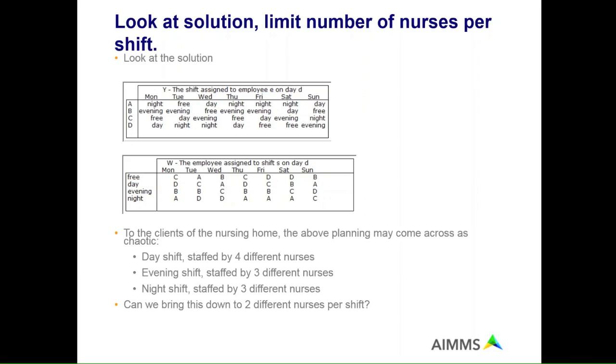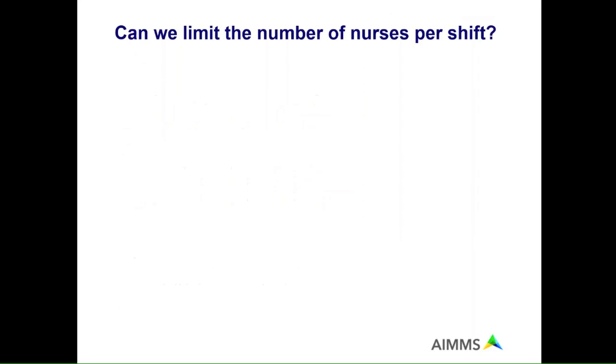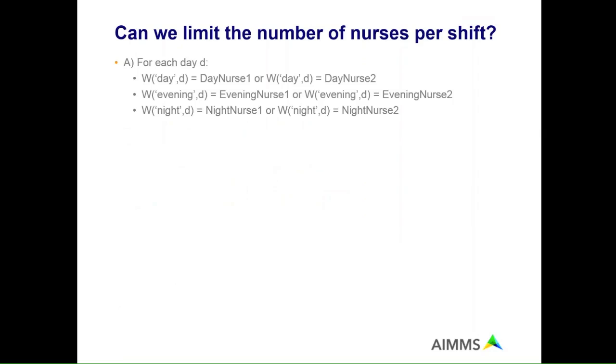This is a question that takes a little bit of time, so let's look at the possible answers one at a time. The first possible answer is that we say there are 2 possible nurses for the day shift, so let's introduce a variable for the first and the second nurse, and each day, the day nurse is either the first or the second chosen nurse. Similar for the evening and night shifts.